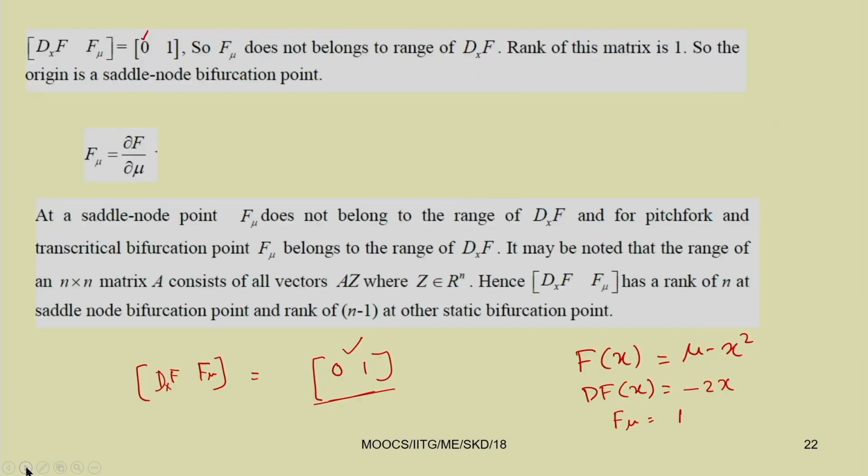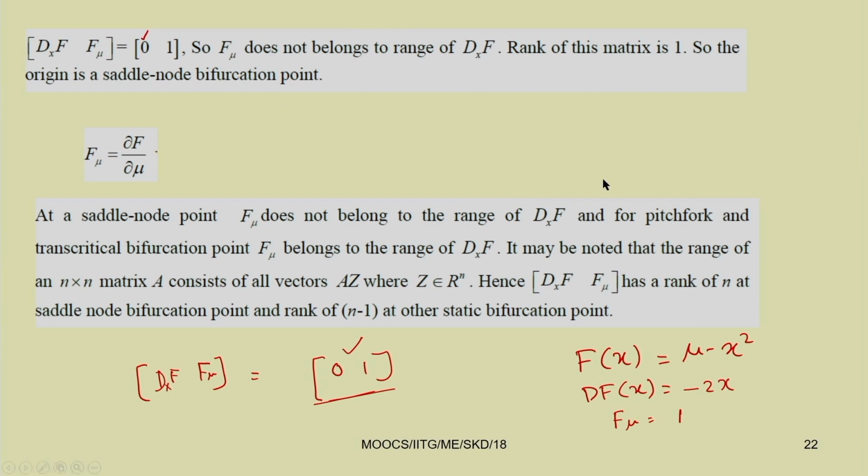So, to distinguish the saddle node bifurcation point from other static bifurcation points, you must do this test. Just find the rank of this matrix. You can see in this case that the rank of this matrix is 1. This origin is a saddle node bifurcation point.